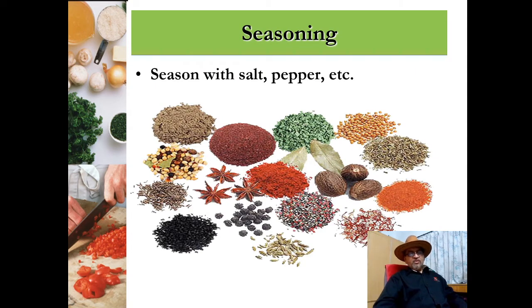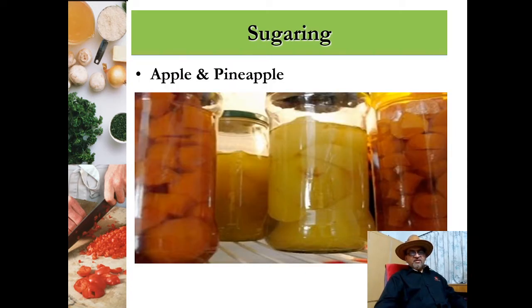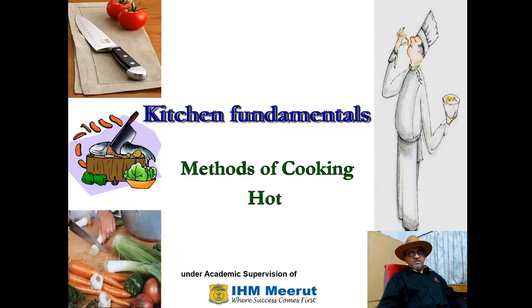Seasoning. Seasoning is a cold method of cooking. Seasoning with the help of these herbs and spices. Sprouting is a cold method of cooking. You leave whole grains in a moist and cold place for 2 or 3 days and they begin to sprout. And then you mix them with other things and you eat them. Sugaring is a cold method of cooking in which we preserve foods by dipping them in sugar solutions or adding a lot of sugar to them so that they become preserved. And then we can eat them. Sugaring. Apple and pineapple is very notable for sugar.